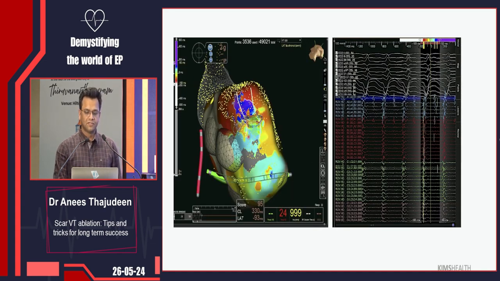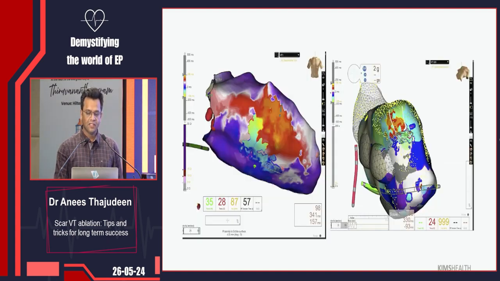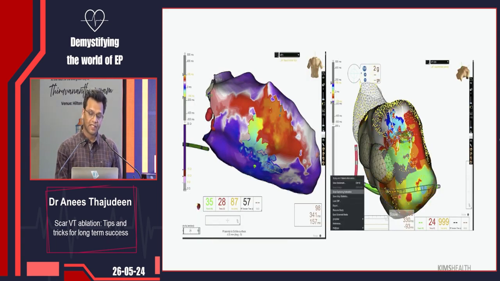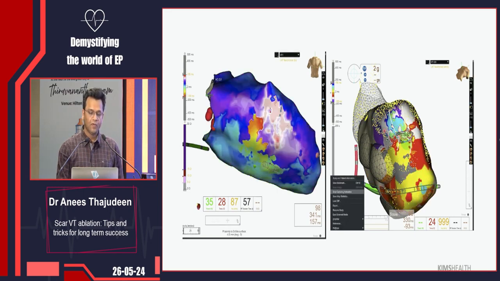This is another VT which was done last month, again showing the diastolic potentials picked up by the omnipolar mapping catheter, which has its own benefits. So this is the advantage of re-entry shown in activation during tachycardia. You can identify the isthmus of the tachycardia and the boundaries pretty well.